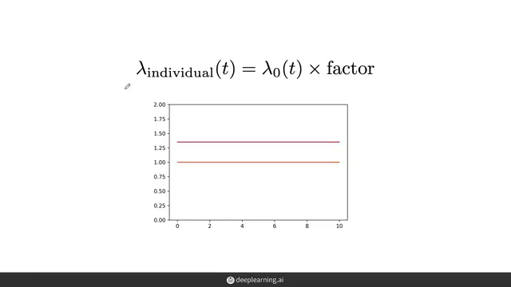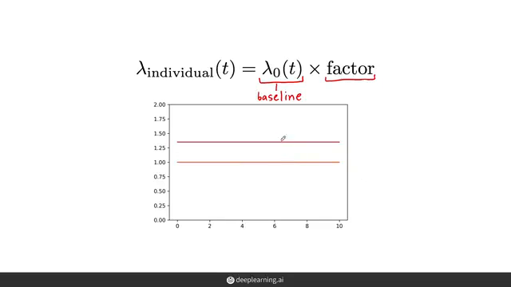Well, one way we can do it is the following. We can say the hazard for an individual at any time t is going to be the baseline hazard at time t, which we're going to represent with lambda 0 or lambda naught, let me call that the baseline, times some multiplicative factor. And we'll see what this is in a bit.